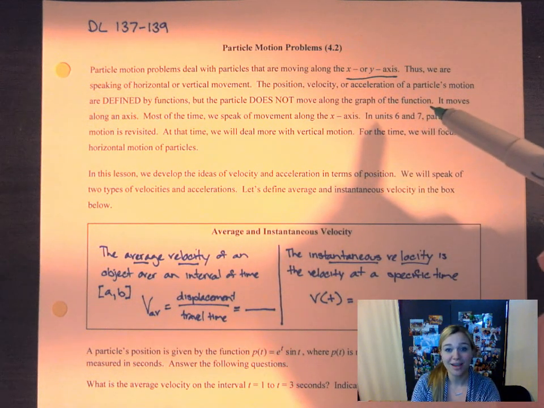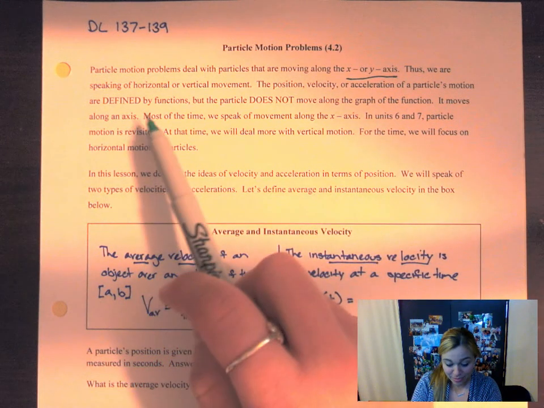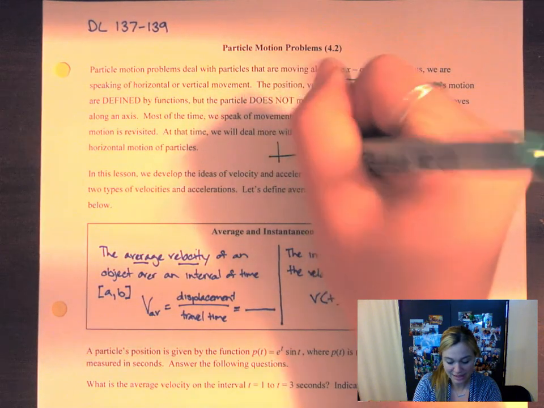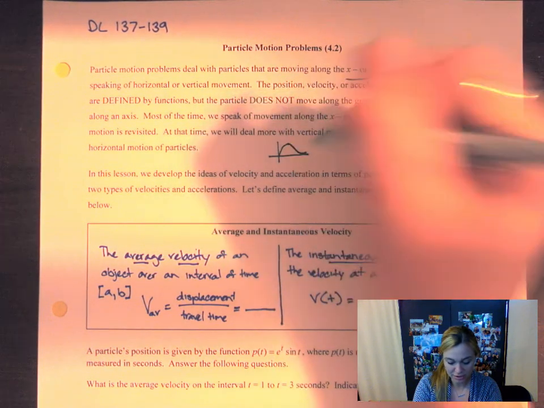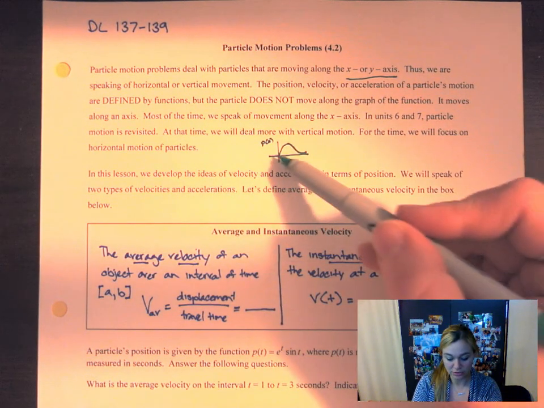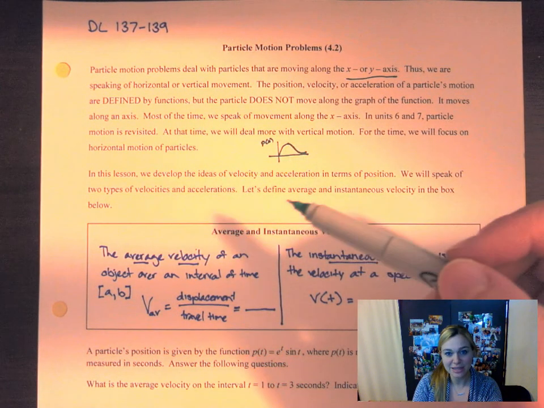Of a particle's motion are defined by functions, but the particle does not move along the graph of the function. So let's say I've got a position function that looks like this. Position. That does not mean the particle is on a little roller coaster. You'll see what this means.